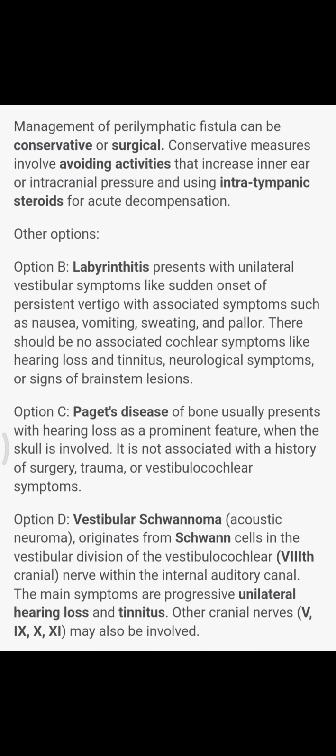In labyrinthitis, the patient presents with unilateral vestibular symptoms like sudden onset, persistent vertigo with associated symptoms such as nausea, vomiting, sweating, and pallor. There should be no association with cochlear symptoms like hearing loss, tinnitus, neurological symptoms, or sign of brainstem lesion.